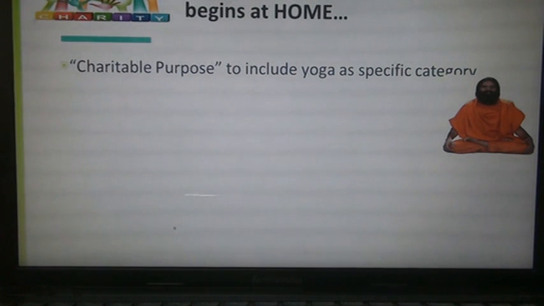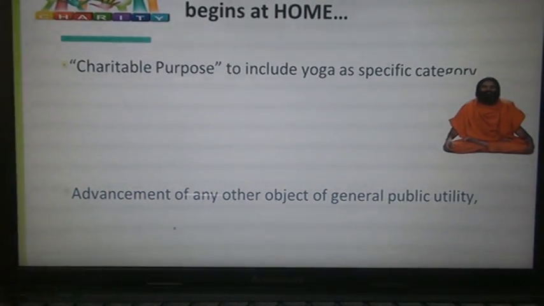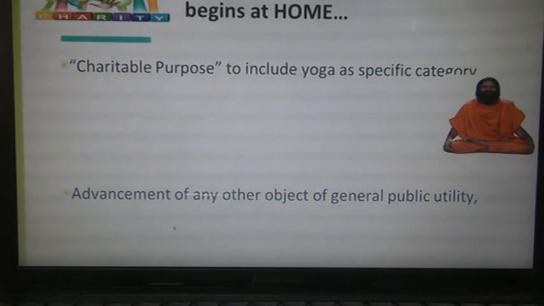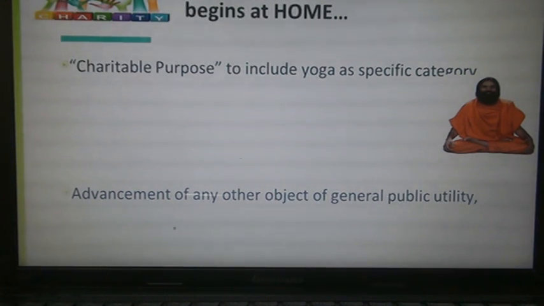The other change that we see in this particular definition is with regards to the threshold. For advancement of any other object of general public utility, the threshold in respect of total receipts earned from such activity was earlier placed at 5% of the total receipts of the trust. This has now been increased to 20%. So, if a trust which carries out any other object of general public utility earns income from carrying out these kinds of business activities, which is in excess of 20% of its total income, then that particular activity will not be treated as charitable. Therefore, the exemption will be withdrawn.